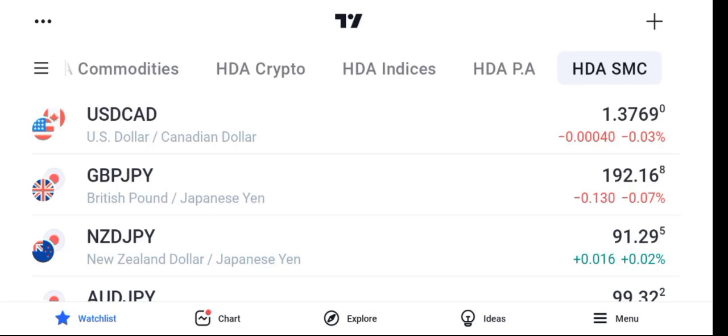Now in today's lesson, we will have a deep dive into support and resistance in forex trading. I'll take my time to explain what support and resistance are, and we'll learn how to draw support and resistance.